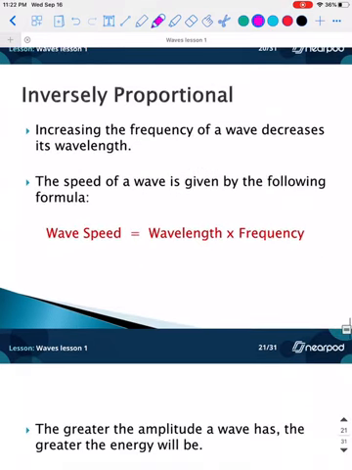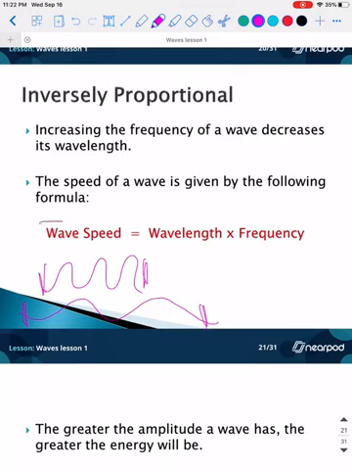So, inversely proportional. Increasing the frequency of a wave decreases its wavelength. I talked earlier about the energy and the frequency both increasing. So if we increase the frequency, so again, how fast something's moving, then the wavelength is going to decrease. So we talked about that earlier, that this is going to move a lot faster than this one. And we calculate this with wave speed equals wavelength times frequency.